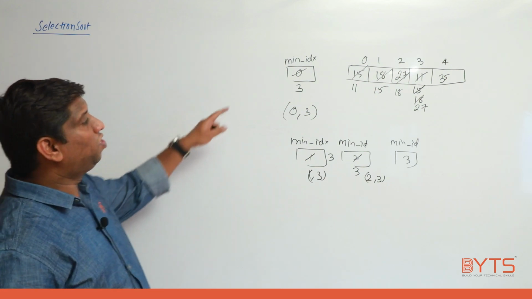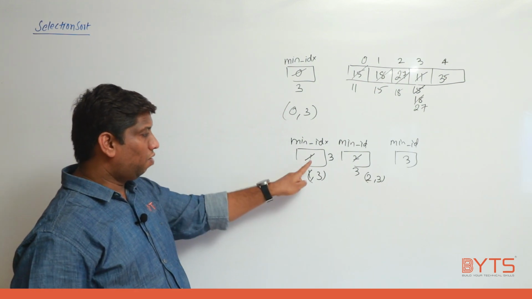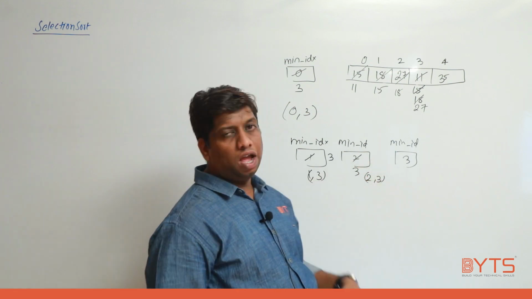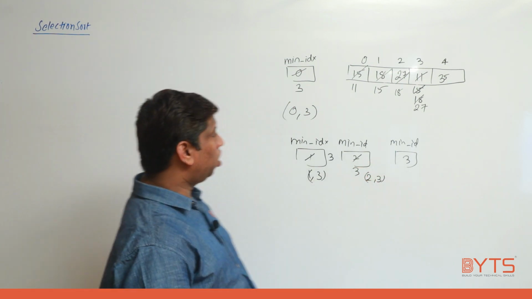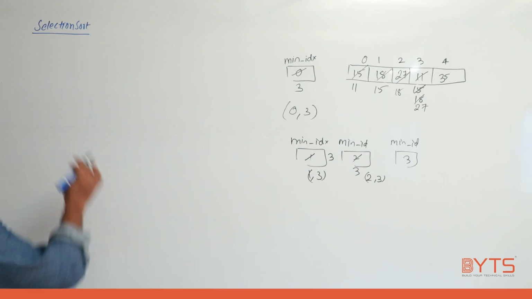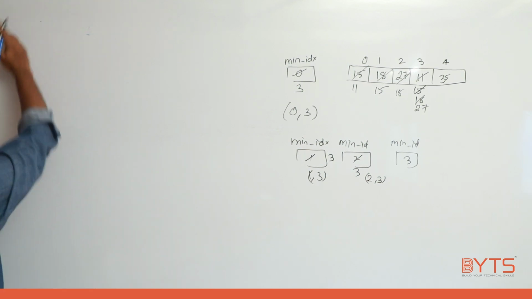So I need to assume the initial min index as 0, later on 1, later on 2, later on 3, and I need to find the minimum index, right? So how do I do that? See here. I'll write the code here. See, the code is this way.